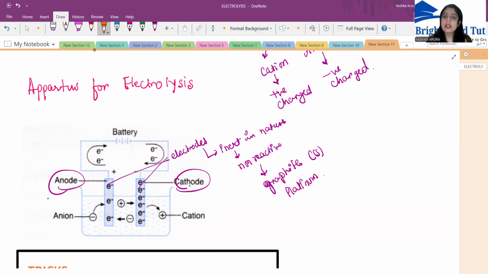I hope that works. The anode is the one attached to the positive terminal of the battery, and the cathode is the one attached to the negative terminal of the battery.